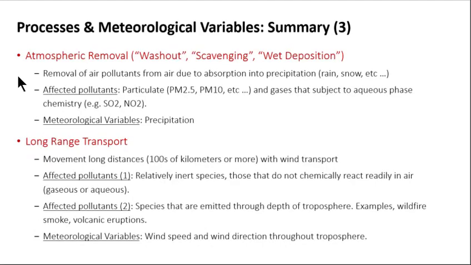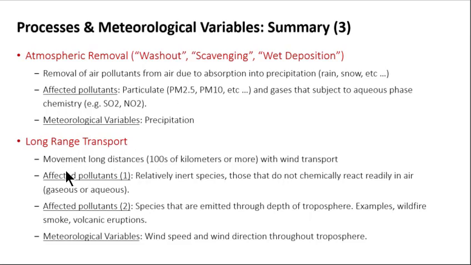On this slide, we cover two processes, atmospheric removal and long-range transport. Atmospheric removal refers to the removal of air pollutants from the air due to absorption into precipitation and the subsequent fallout of that precipitation to the ground. The affected pollutants are any particulate which can be scavenged from the air by rainwater, PM2.5, PM10, etc., and gases that are subject to aqueous phase chemistry such as SO2 and nitrogen dioxide. Precipitation is required for atmospheric removal in these manners.